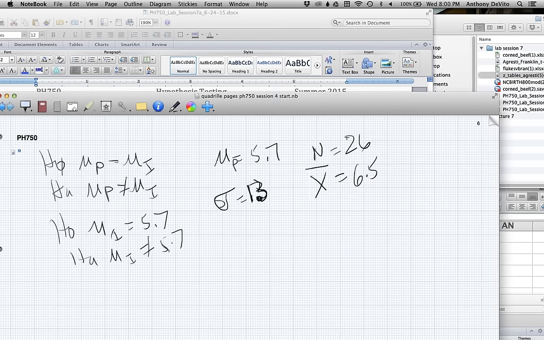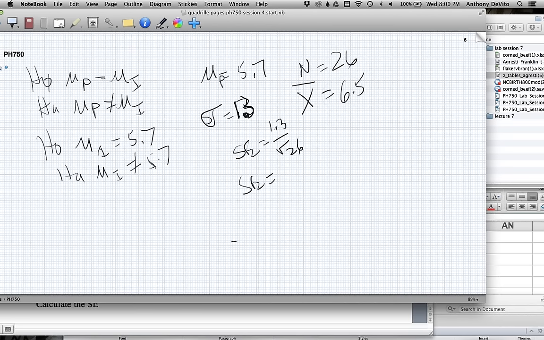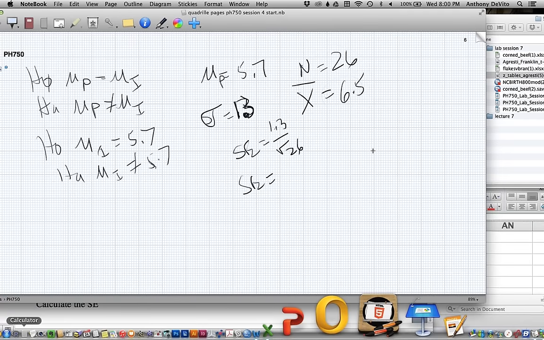Now I have to figure out how confident I am that the mean I found for this sample is really the mean of the population of introverts. That's why I need my standard error, so I can see the range in which I would expect the average to be. So my standard error is equal to sigma, 1.3, divided by the square root of 26, and that's going to be equal to 0.26.